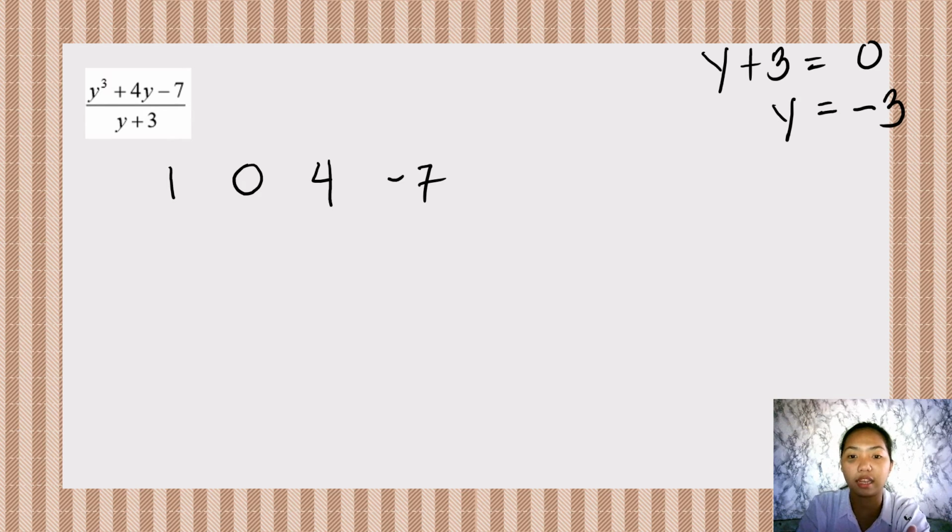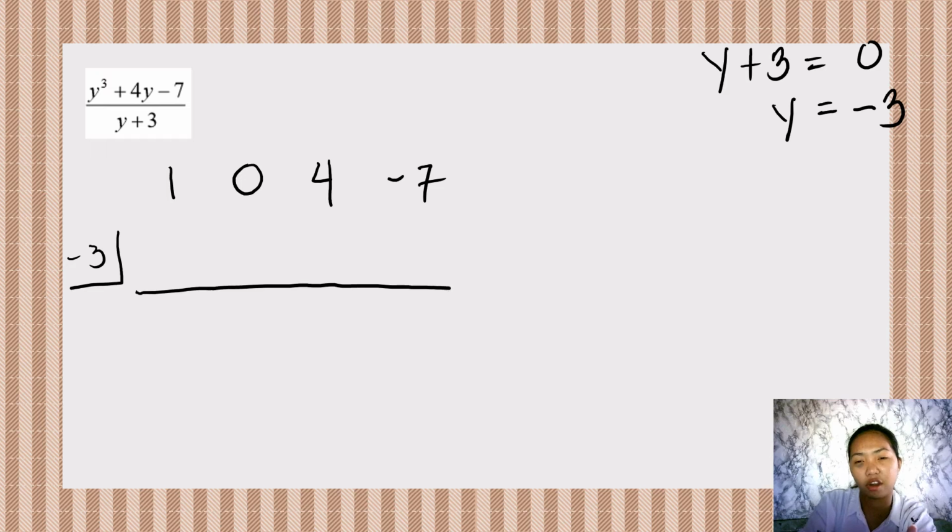So I will put negative 3 in the left side for those who prefer to put it on the left side, and for you to have another option in solving. So first step, we bring down the coefficient of the largest exponent, that is 1. And then after bringing it down, we multiply the number below the equal sign by the divisor, negative 3.